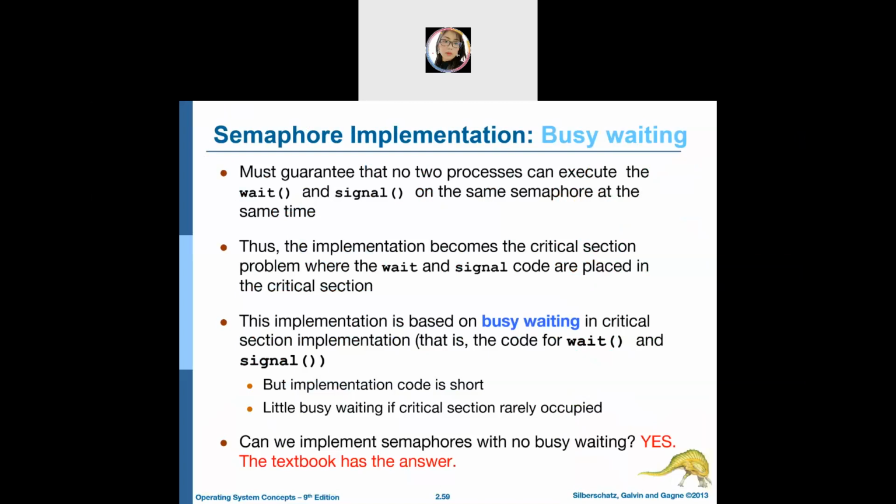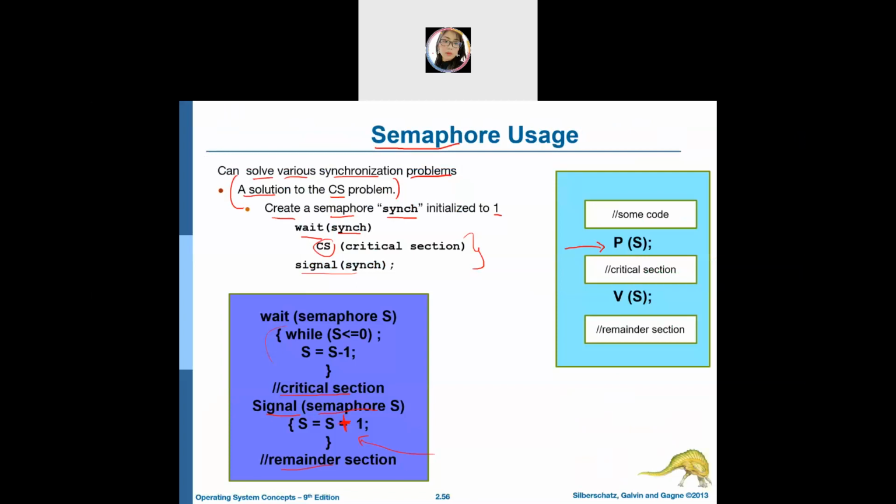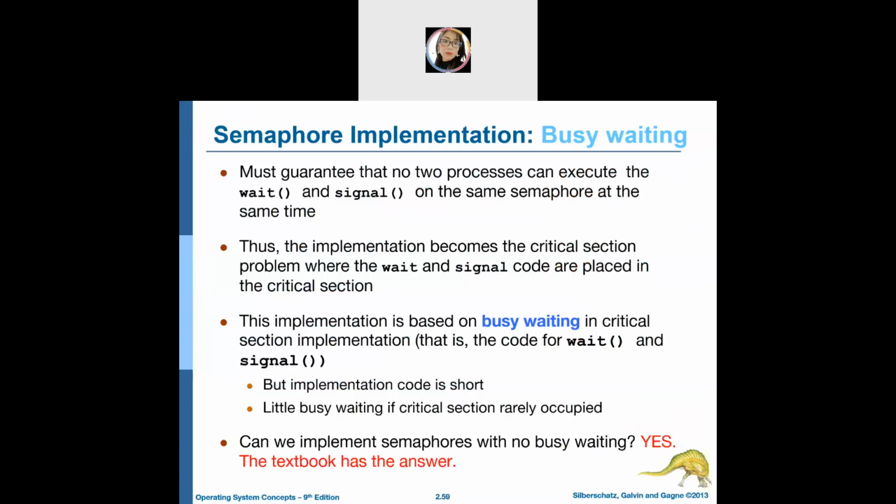So let's see the theory first under semaphore implementation. Just now we learned on the use case, but now we're going to see the conditions of busy waiting. We must guarantee that no two processes can execute wait and also signal at the same time. This is the condition that you might focus on under semaphore here. In the same time you cannot execute, let's say P0 and P1, wait and signal at the same time.